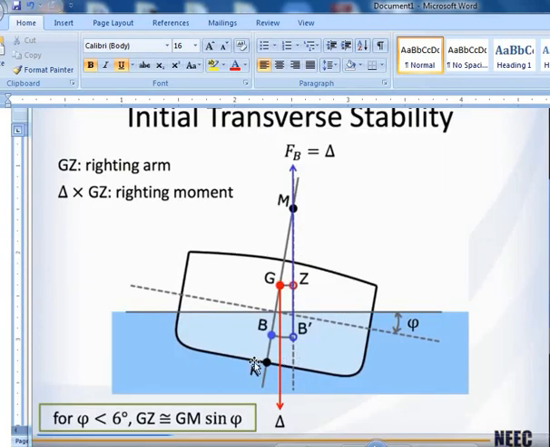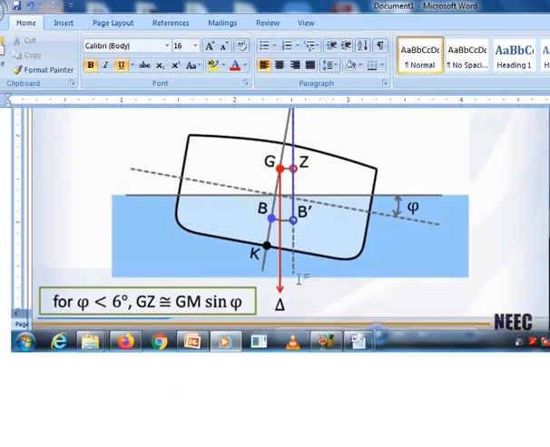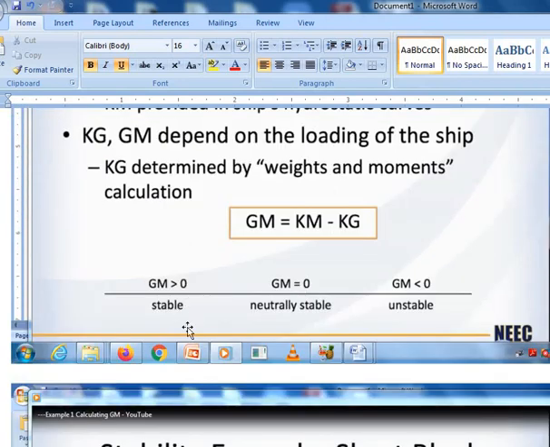Over here, they are saying GM is the same as KM, this whole distance, minus KG. So if you know this whole distance here, and you know this distance, then you can calculate this one. What it means is that if I know my KM to be 10, and my KG to be, let's say, 6, then I know the remaining one is 4. That is a simple basic calculation. So when you do your calculation on a ship, sometimes the ship will come to the port and they will tell you the ship GM is this, the ship GM is that.